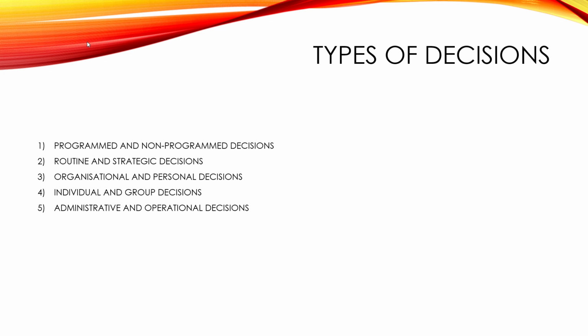Next, we can study organizational and personal decisions. Organizational decisions are made by managers in their official capacity. They are made to further the interest of the organization. They affect the functioning of the organization. Organizational decisions are made on rationality, judgment, and experience, and these are delegated to lower levels.